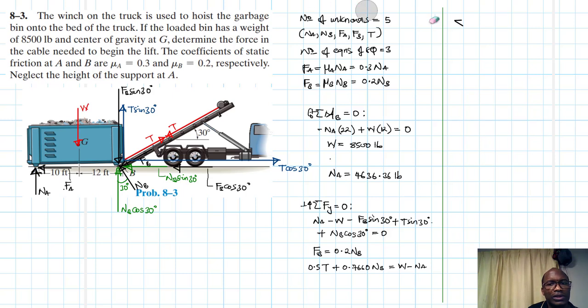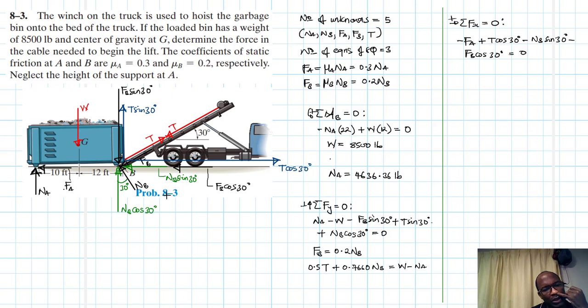So, summation of forces in the x direction equal to 0, in this direction being our reference. What do we have? So we have minus FA. Everything else was in this direction. Where is our T? So plus our T cos 30. Alright, minus NB sin 30, and this one, minus FB cos 30 equal to 0.